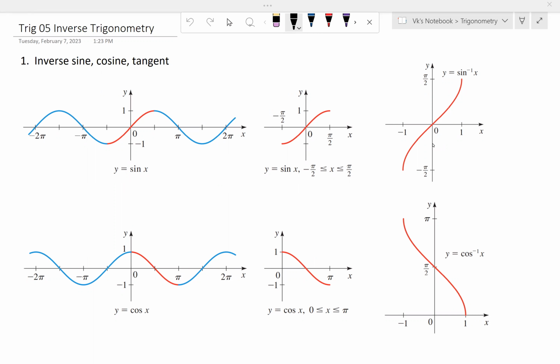Today we explore lesson 5, inverse trigonometry. Number 1, inverse sine, cosine, tangent.